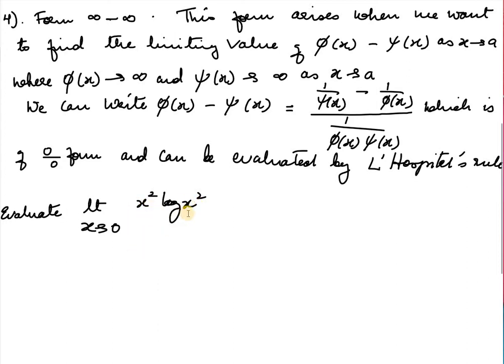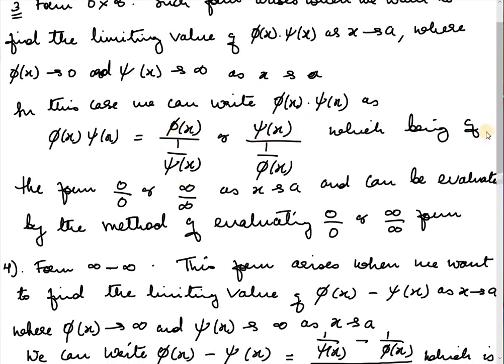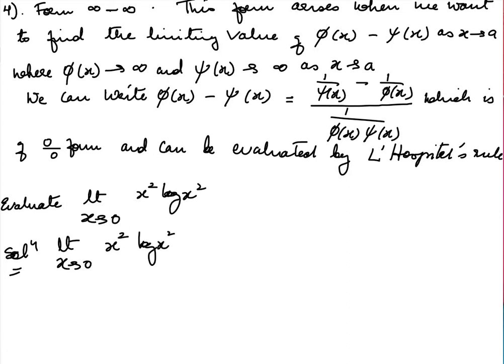So this one is of 0 into infinity form, that is, of type 3. You have to express it in the form phi x divided by 1 upon psi x, or psi x divided by 1 upon phi x. You can reduce it to either of these forms in order to evaluate the limit. So the solution will be: the limit as x tends to 0 of x square log of x square is of 0 into infinity form.